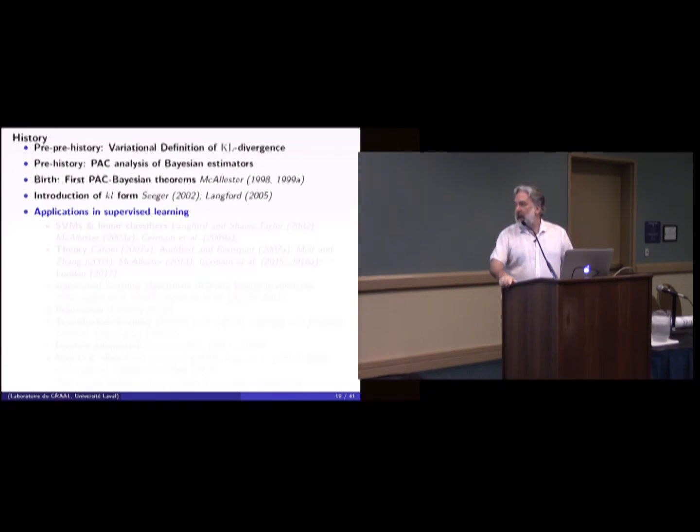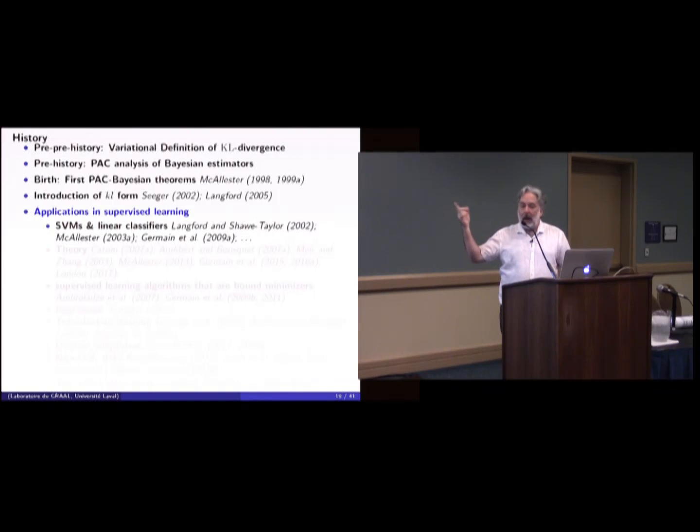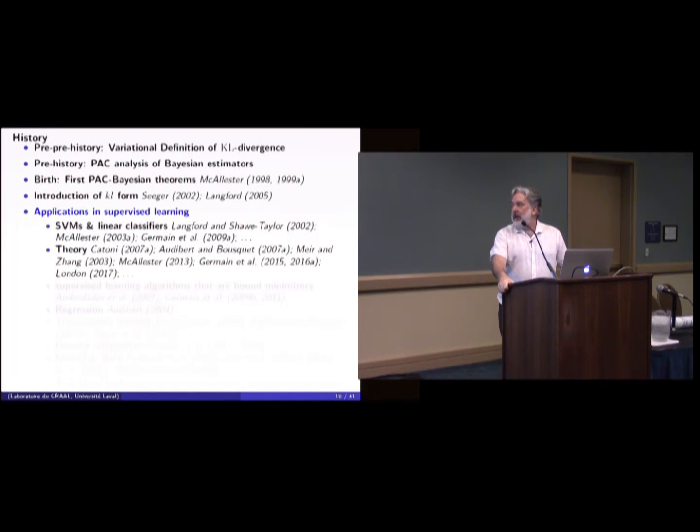So in supervised learning, for example, there are a lot of applications to linear classifiers and in particular to support vector machines. I will tell you something about it later on in the presentation. There are a lot of things about theory. Of course, Catoni is one of the most important papers to read, but it's a bit difficult. Maybe you should not start with it. But there are a lot of interesting things. You also have Mir and Zhang.